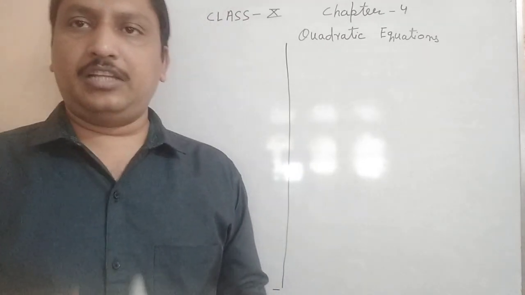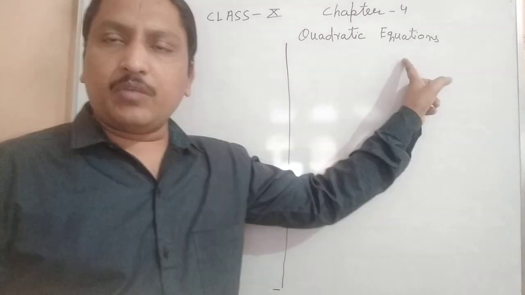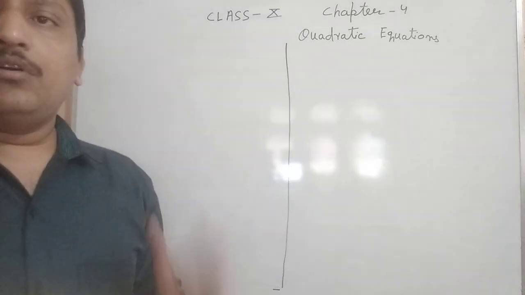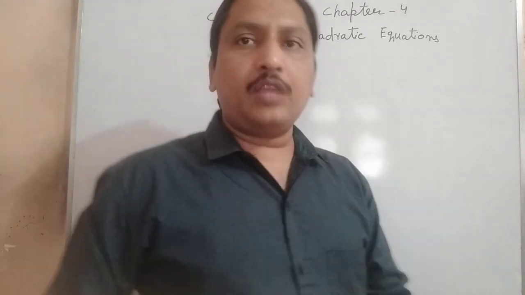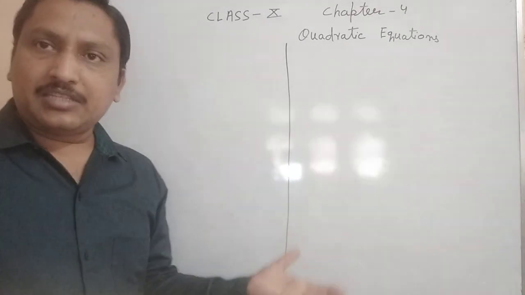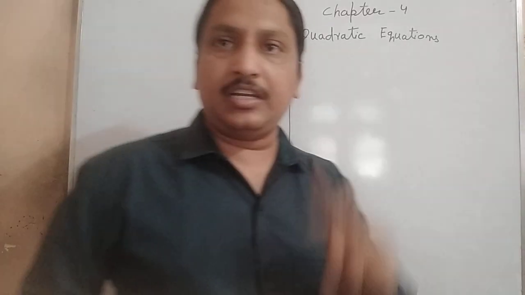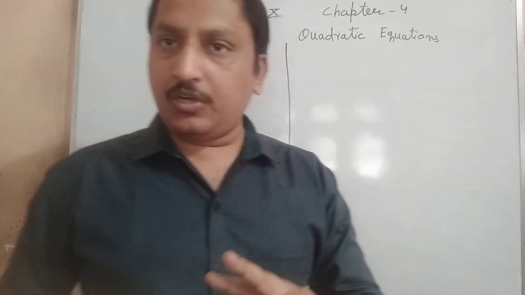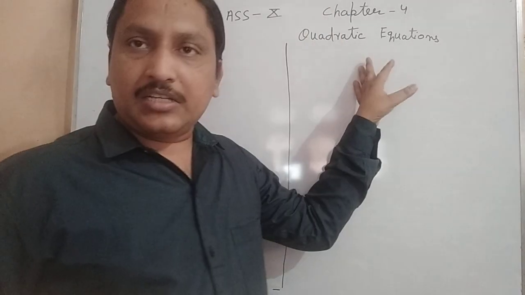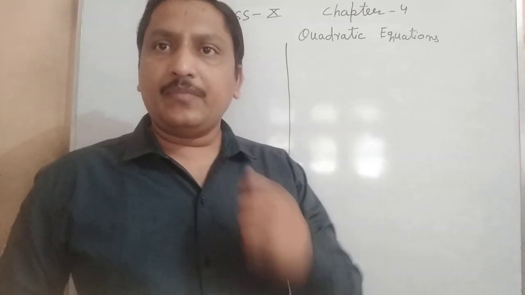Now we will start the new chapter today. Chapter number 4, quadratic equation. Before starting this chapter, we have to know what a quadratic equation is. In the 9th class we studied about the quadratic polynomial. The polynomial having degree 2 is a quadratic polynomial. Similarly, the equations having degree 2 are called quadratic equations.